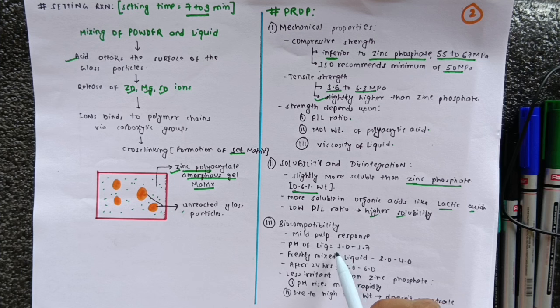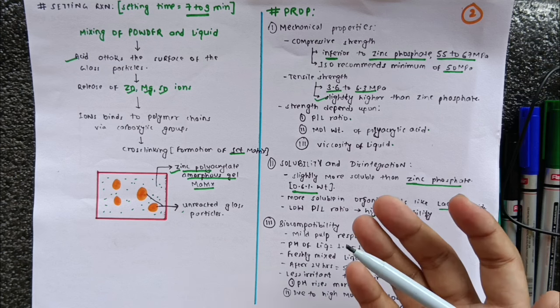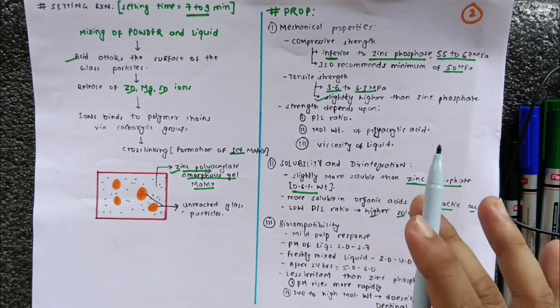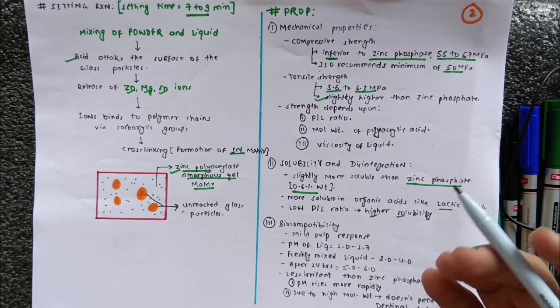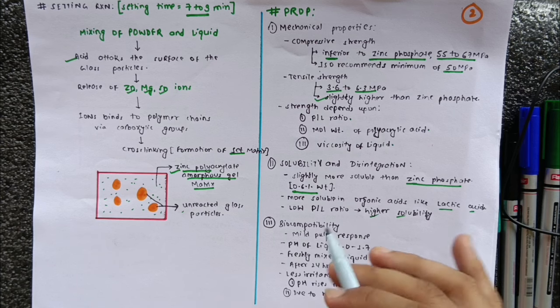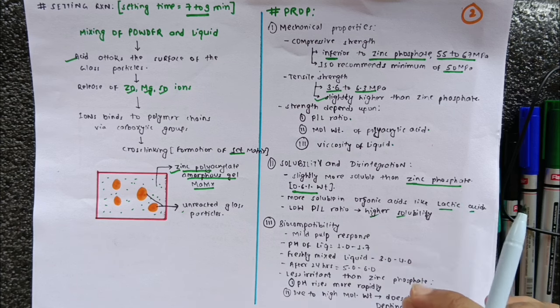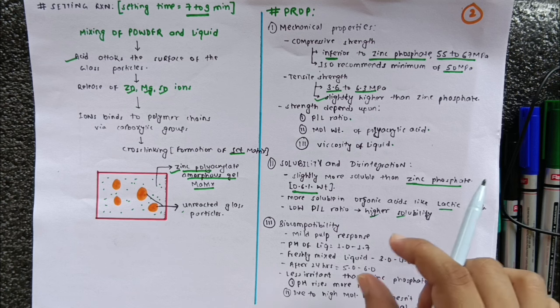The pH of the liquid is 1 to 1.7. Similarly, for freshly mixed liquid, the pH is 3 to 4. Similarly, after 24 hours, the pH range is from 5 to 6. So as we can see here, the pH is proceeding towards 7. It is being neutralized so rapidly. That is the main important point you should learn from this biocompatibility.